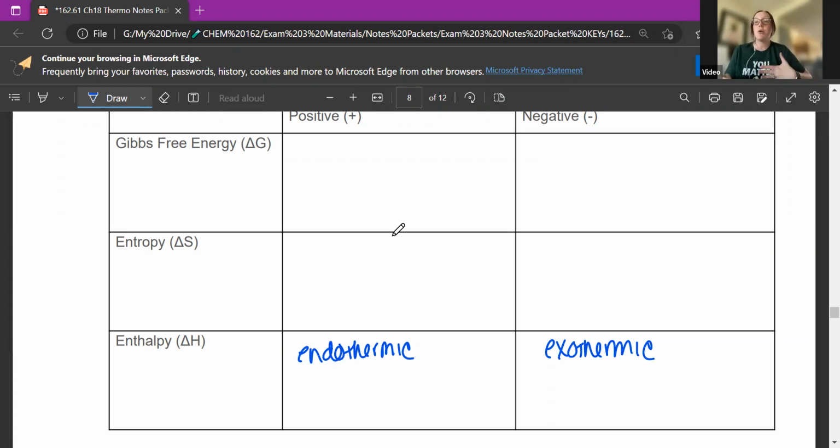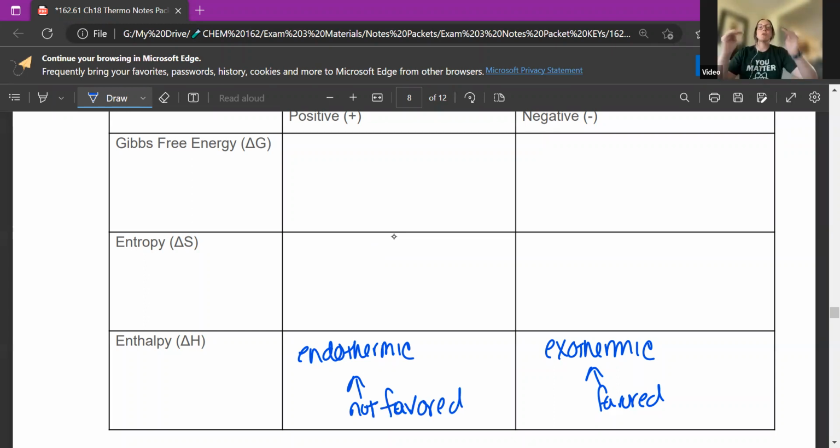Now, if you think about those, which one is usually favored? Exothermic tends to be favored. Okay, like burning a fire, right? That's a very favored process once you get that spark of energy anyway. It's very favored. So exothermic tends to be favored. Endothermic reactions tend to be not favored, because you've got to put energy or work in order for them to actually work. Okay, now I'm going to move toward entropy.